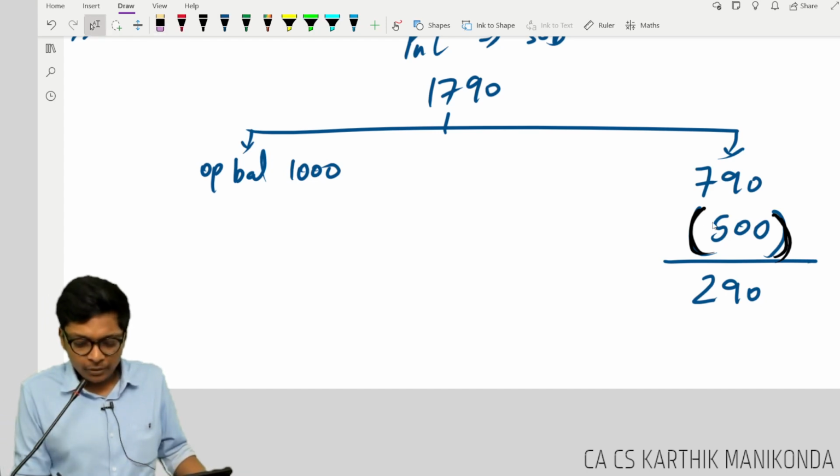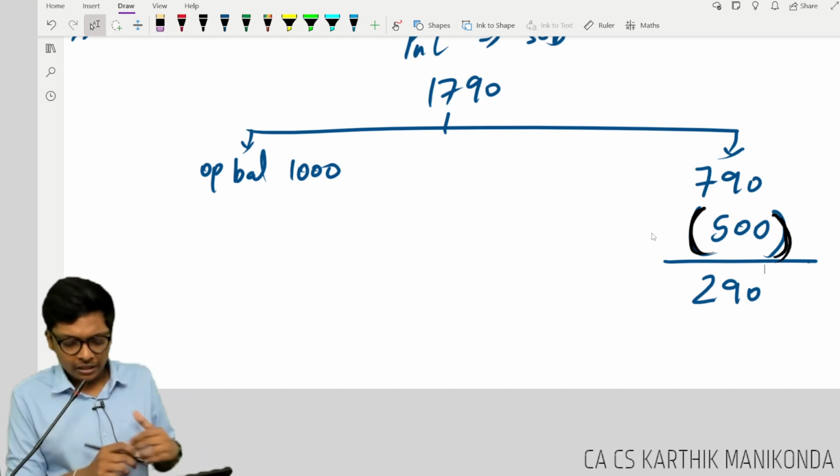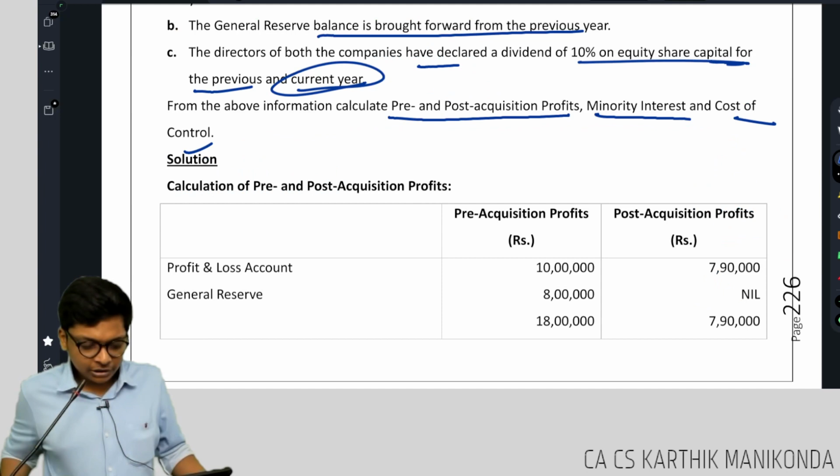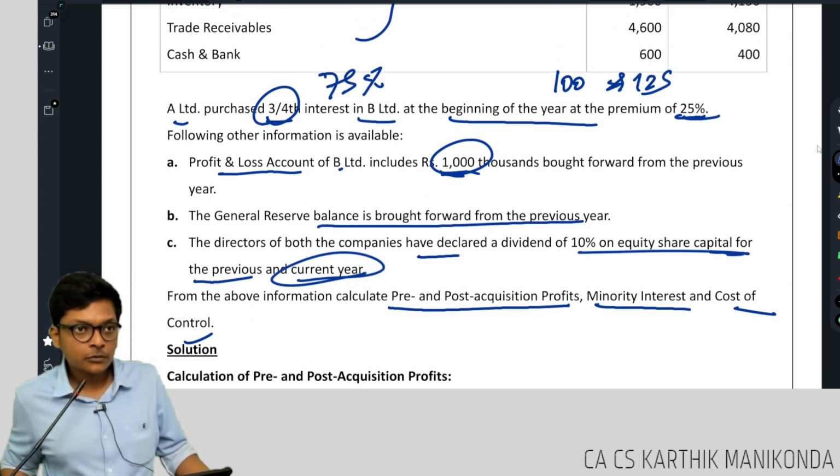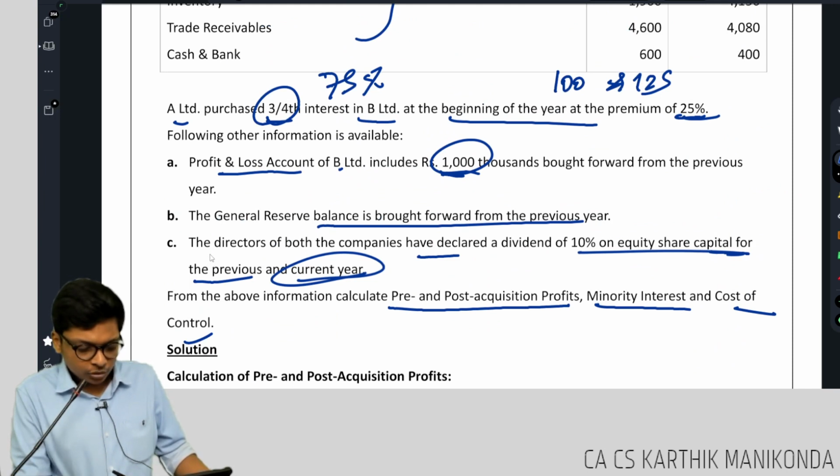So, for the time being, to match our answer with that, we will first assume that I will make a change in the question. Okay. Yes. So, the company has declared a dividend of 10%.